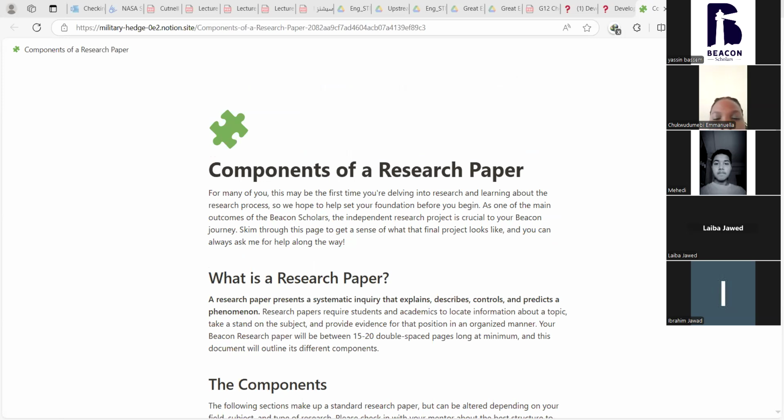Today we're going to break down two critical components for research success. First, we will explore the structure of a research paper, and second, we will look at how to develop a strong research question. Okay.